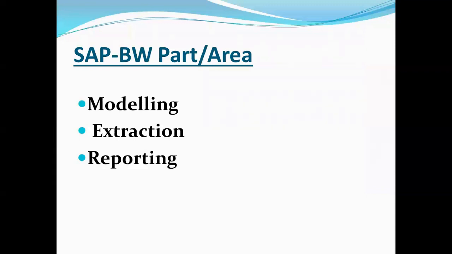We have SAP BW parts or areas. Majorly, we can say there are three parts of your SAP BW: modeling, extraction, and reporting. Modeling means you design your objects, develop your objects. Whatever the development is, it comes under modeling.